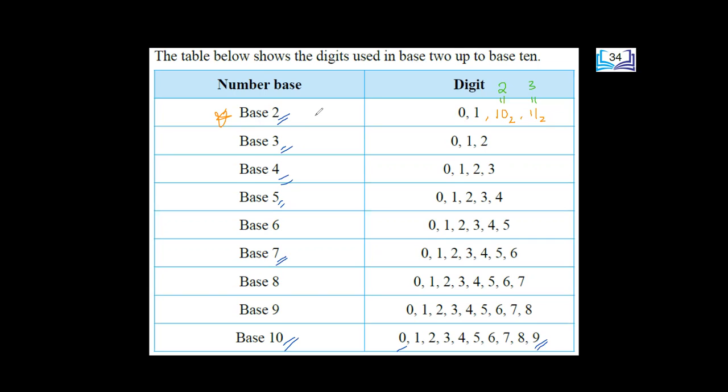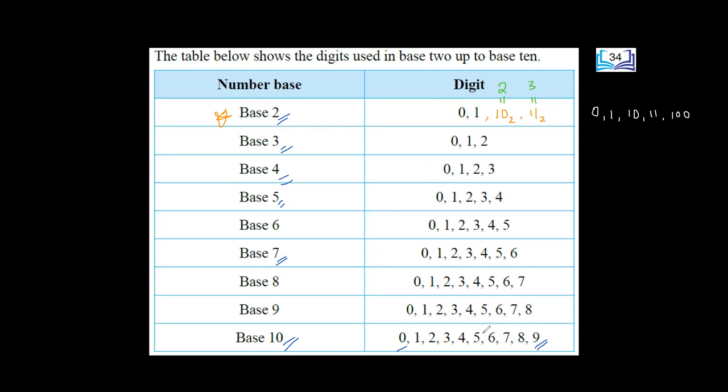So again, if it's base 2, we'll start counting from 0, 1, then the next one is 10, then the next one is 11, the next one will become 100. So in the base 2 number system, you don't see the digit 2, you only see 0 and 1.